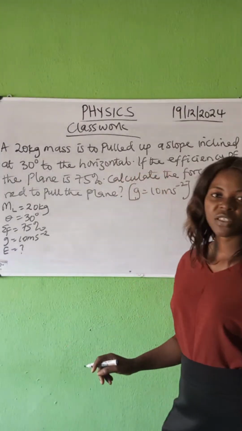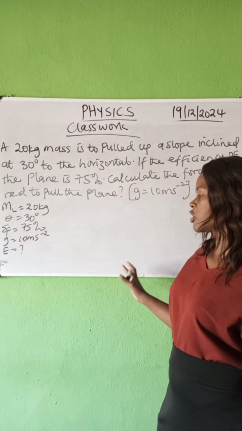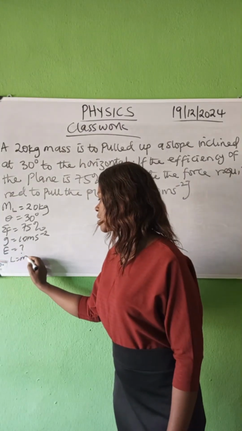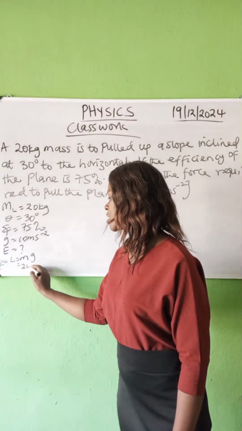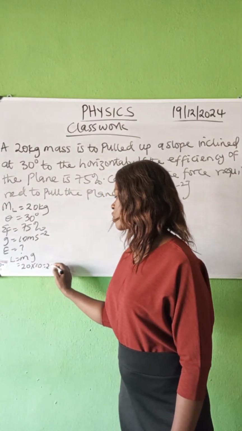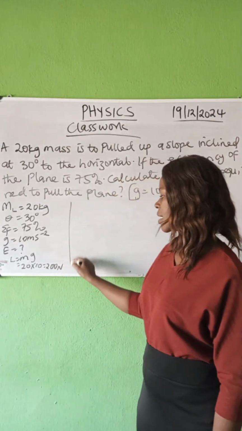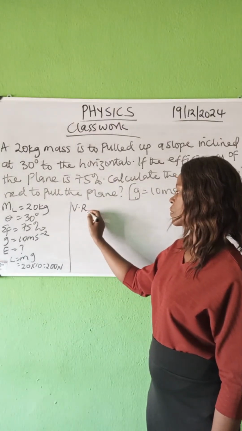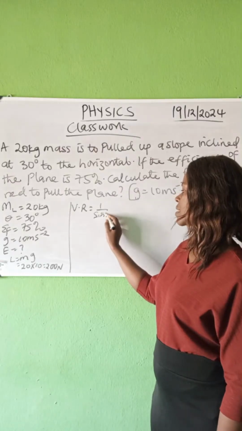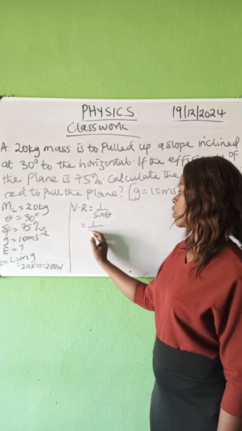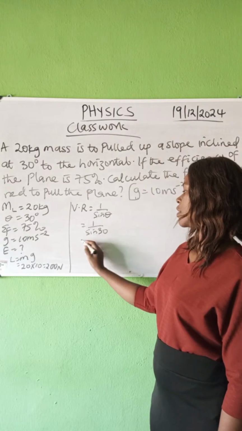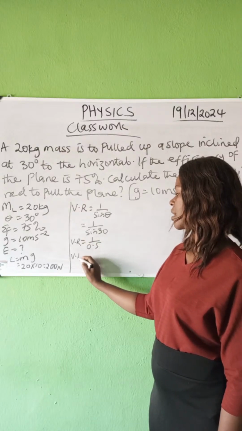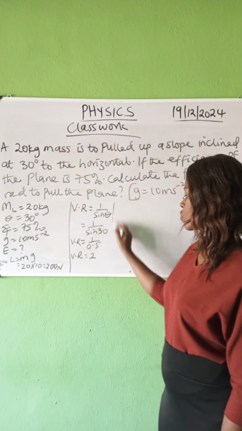Now we cannot solve for effort without finding the velocity ratio and the load itself. So I can start with the load. Load is m what? mg. That is 20 multiplied by 10, which gives me 200 Newton, right? That is the load. Now the next thing is to find the velocity ratio. That is 1 over sine theta, which is 1 over sine 30, which is 1 over 0.5. And VR is equal to 2, right?